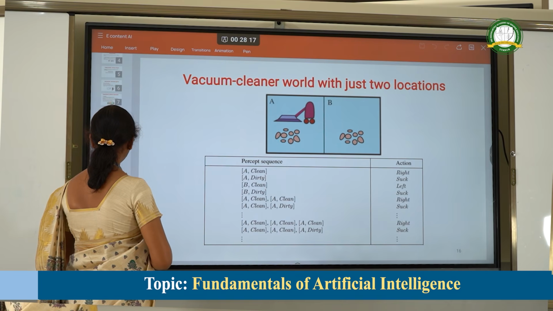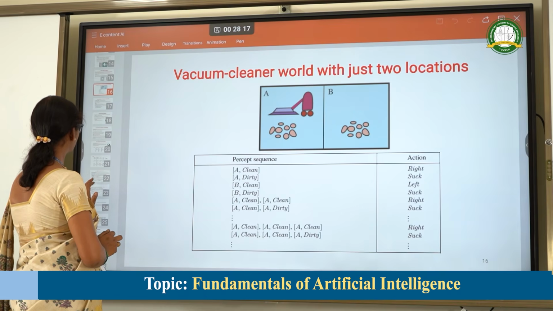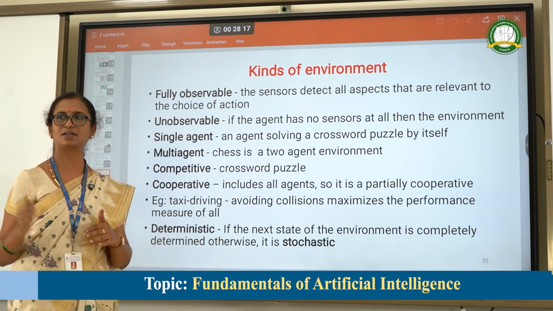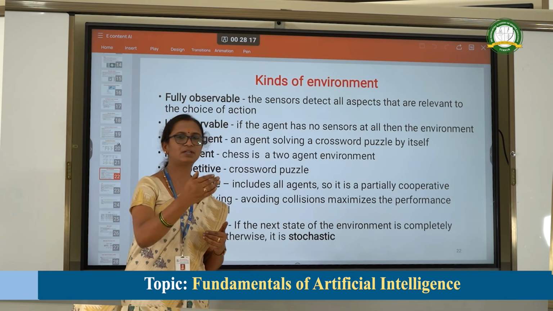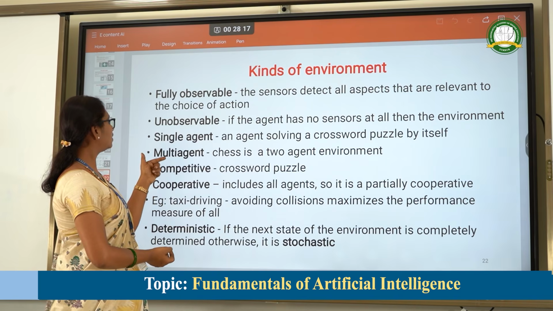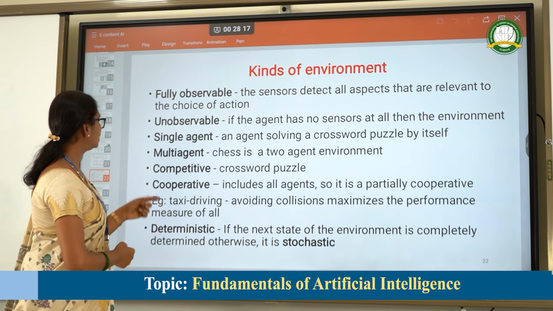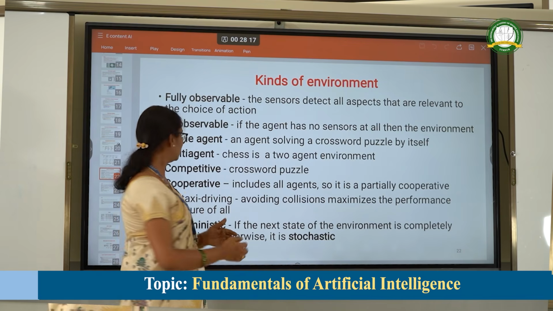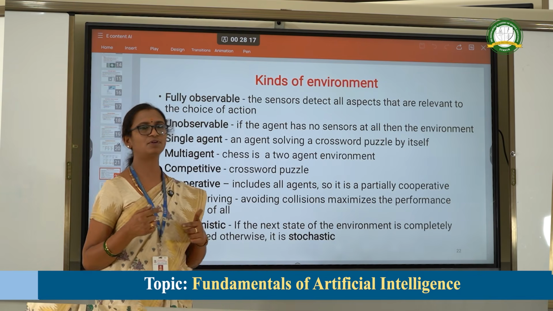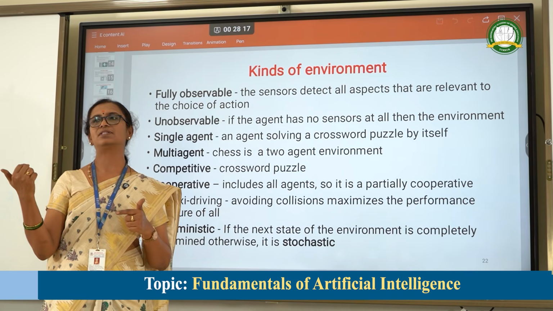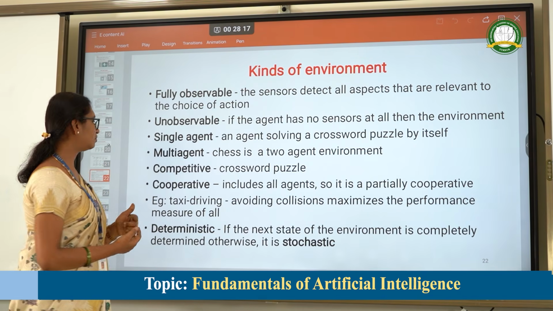Now we look into the different kinds of environments. An environment is fully observable if I know all the different aspects that are there in the environment. Unobservable: maybe certain situations are not clearly observable. Single agent: maybe a crossword, I don't need someone else to play with, I can start alone. Similarly, multi-agent: at least I need one other person. Then we have competitive and cooperative. Competitive is like playing against the other. Cooperative is like taxi driving, wherein, as we discussed before, in order to move properly in traffic lanes, the other persons' mindset or the way they are driving really affects us.